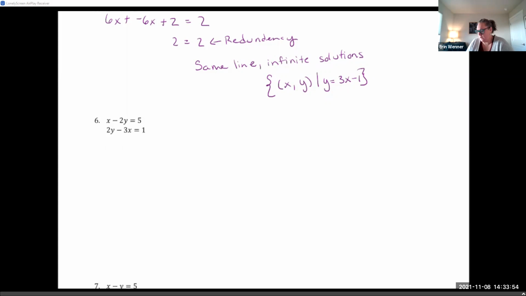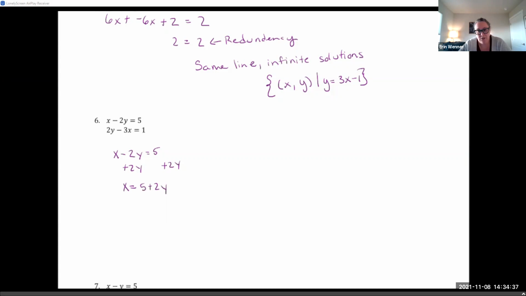So when thinking about how to attack this, think about what is the easiest variable to isolate, okay? When I look at these, the thing that stands out to me is that in the first equation, x does not have a number in front of it, meaning x is all by itself. We just need to move the y over. So if we take that first equation of x minus 2y equals 5, and we add 2y to the right-hand side, I get x equals 5 plus 2y.